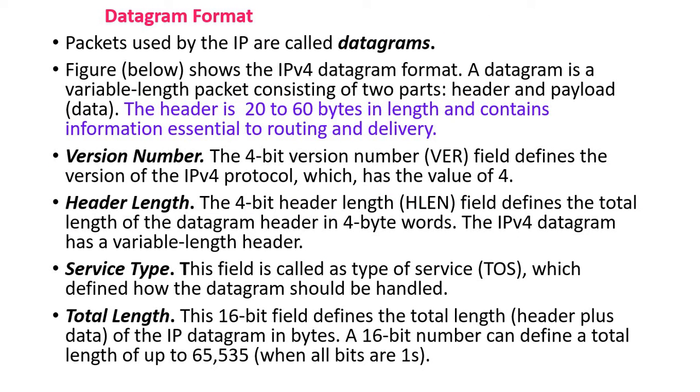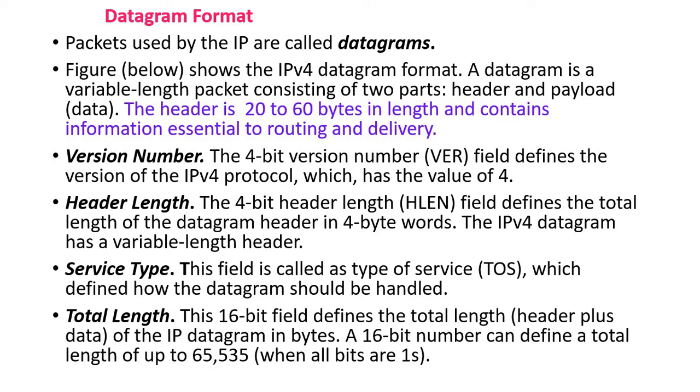Now, what is meant by the term datagram format? Packets in the IP layer are called datagrams. In the diagram, we can see the datagram approach used with IPv4. A datagram is a variable length packet. It has two main parts: one is the header and one is the payload. The header is 20 to 60 bytes long, and it contains important information for routing and delivery of the data.